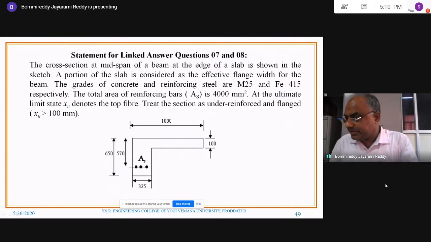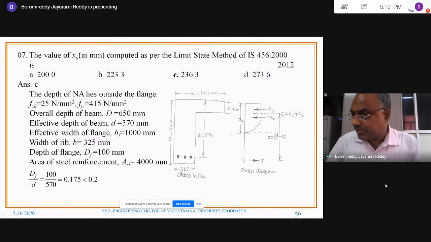So like that the questions will be there. Here we can look at this L beam. Whether it is an L beam or T beam, both are one and the same. So here it will be taken as B suffix F, the width of the flange. And effective depth is 570, overall depth is 650, and 350. Here what is the question? The question here consists of two questions. The value of XU as per the limit state method of design.